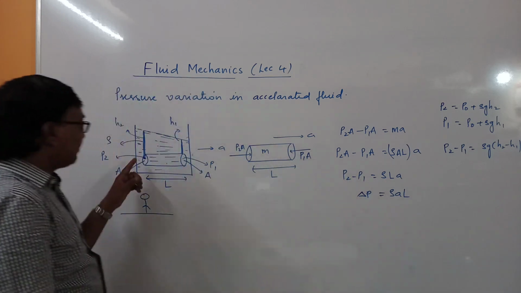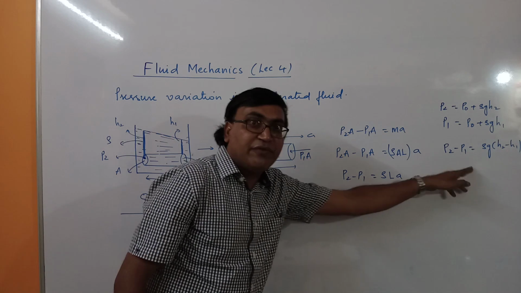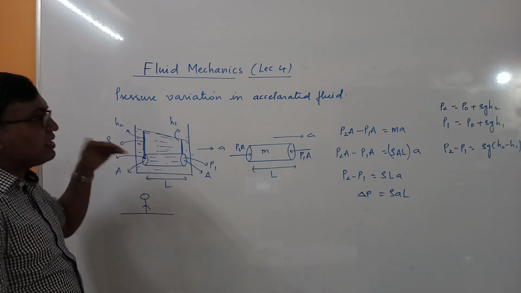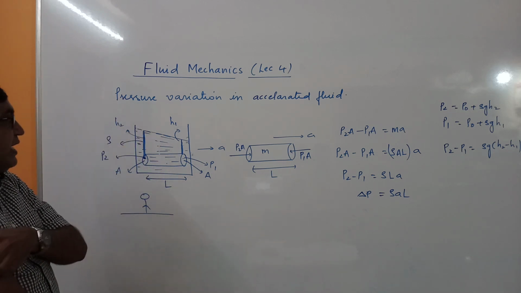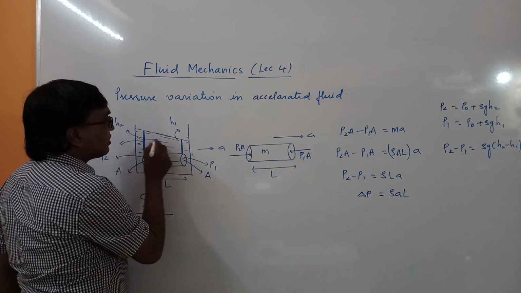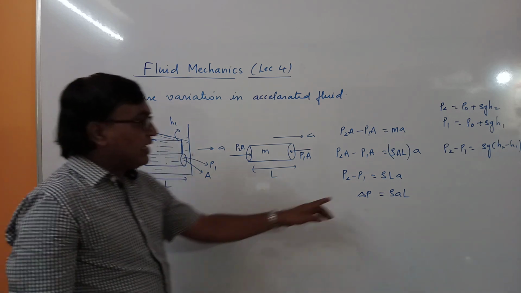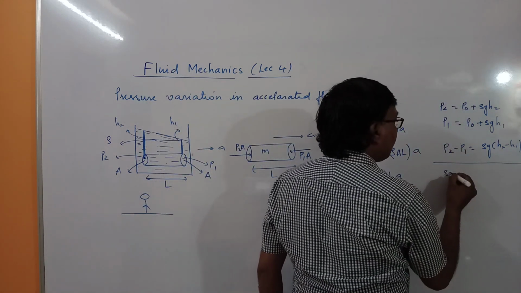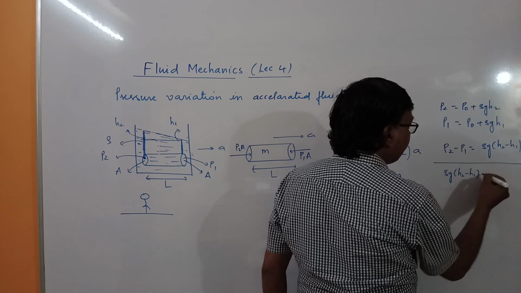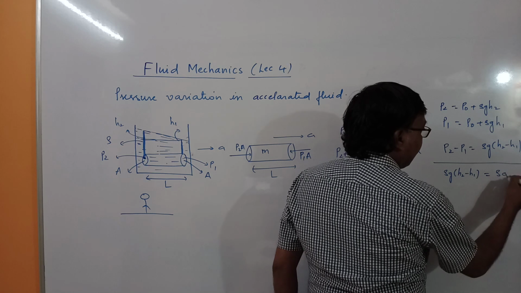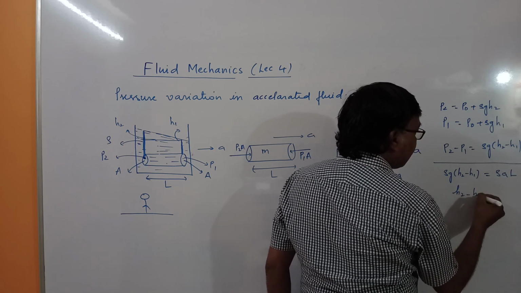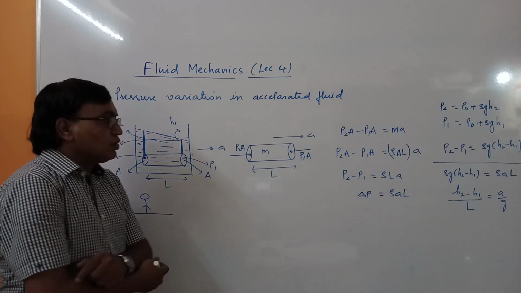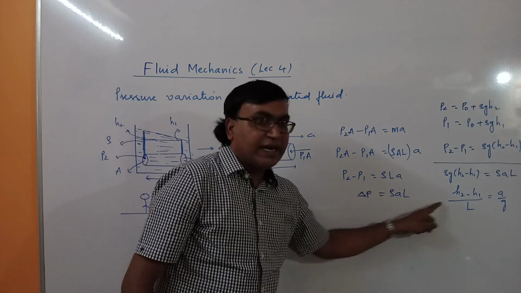Now this is the difference in pressure between these 2 points, and this is also the difference in pressure between these 2 points. Here we have considered horizontal acceleration, and here we have considered vertical acceleration. To find out the shape of the free surface of the liquid, we equate these 2 pressures. So rho g times H2 minus H1 is equal to rho AL. Then H2 minus H1 upon L is A by g. That is the relation between the vertical height and horizontal length.